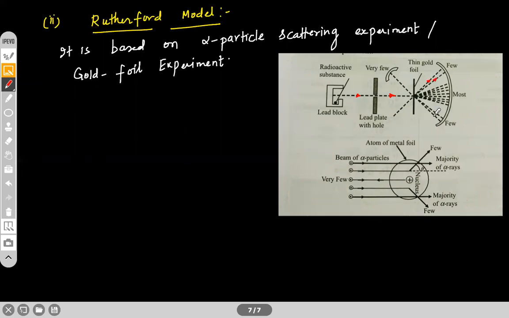You see, this is the figure we have. Few of them deflect like this, reflect and come back. And there are very few which retrace their path, meaning they go like this, strike and come back onto this path.